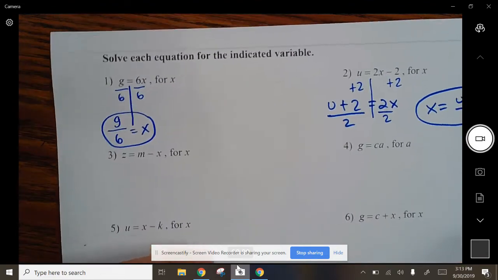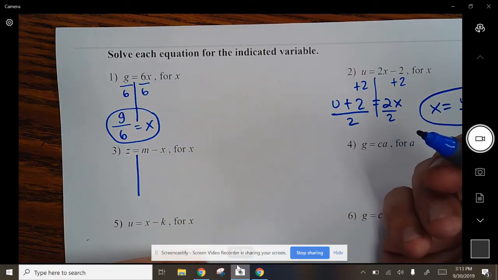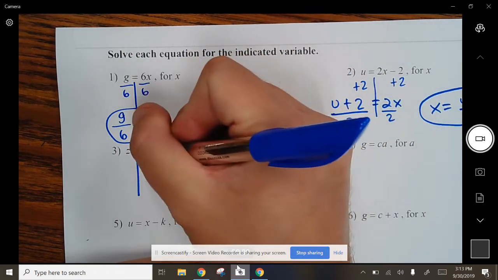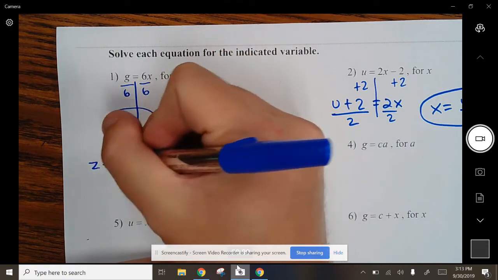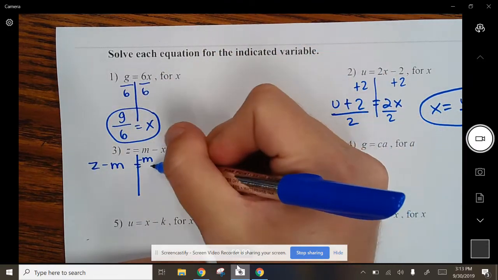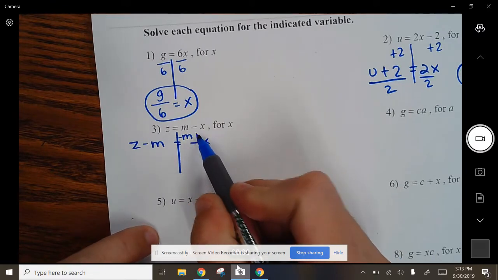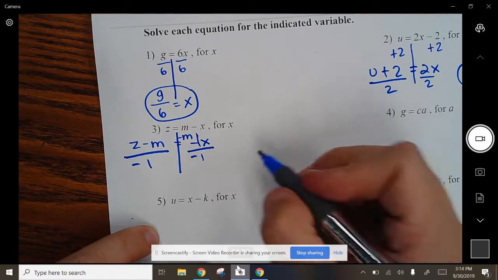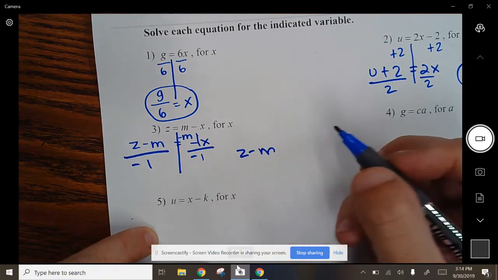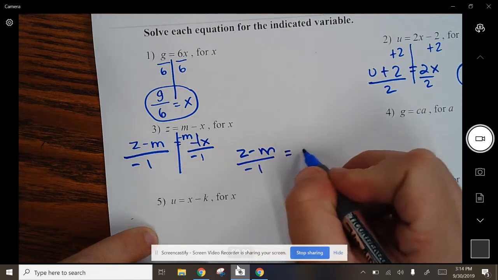All right. Number 3, we want to get x by itself. This is an interesting one. We've got to go ahead and subtract m from both sides. z minus m equals negative x. We're not allowed to have a negative x, so it's basically like a negative 1 we have to divide. And divide negative 1 to everything over there. So z minus m divided by negative 1 equals x.